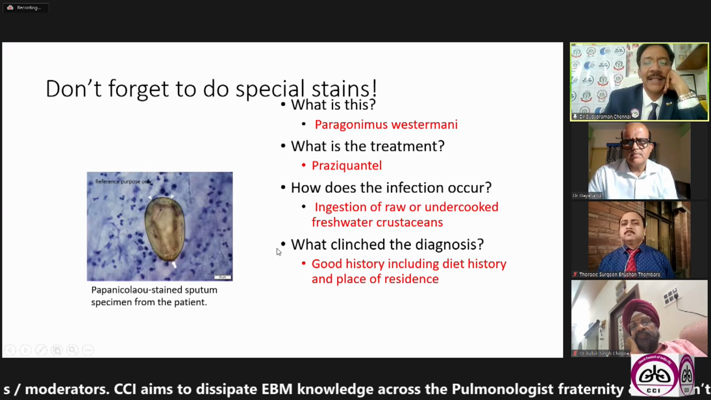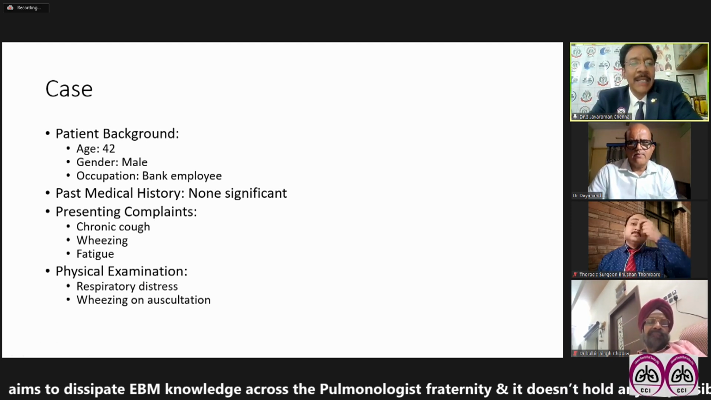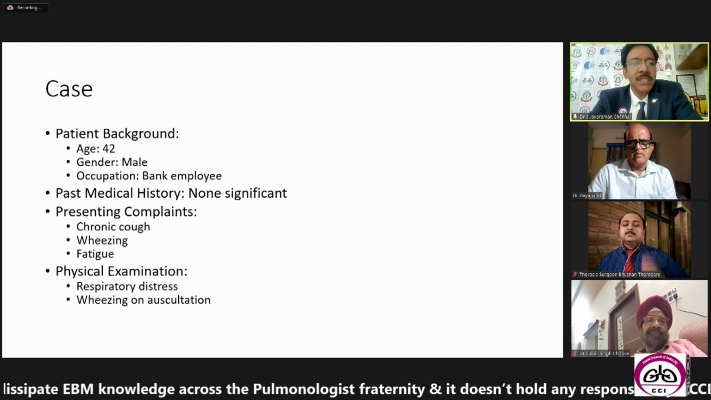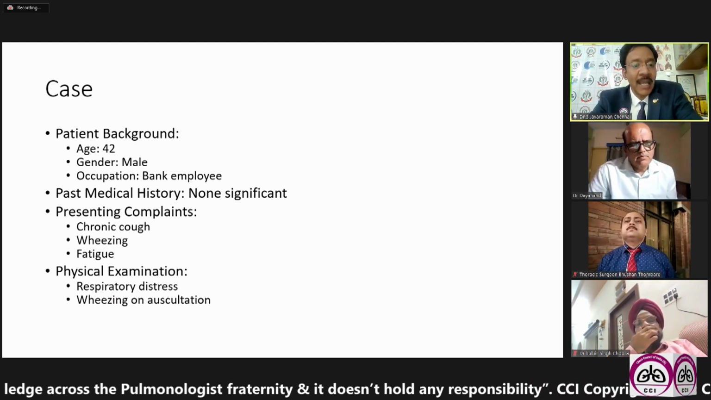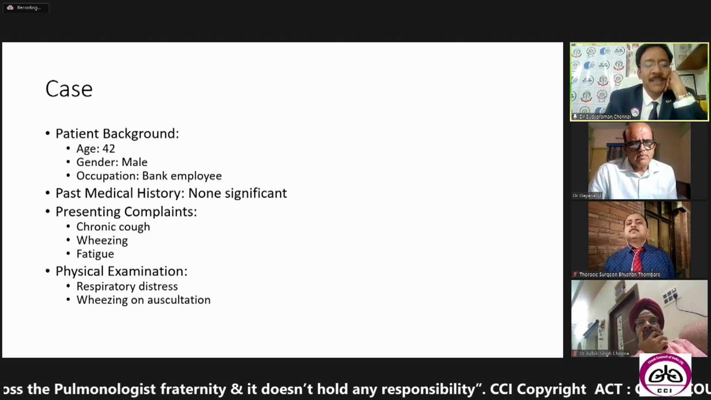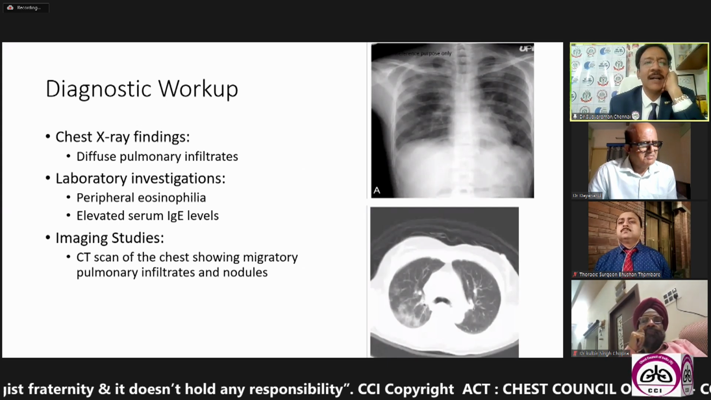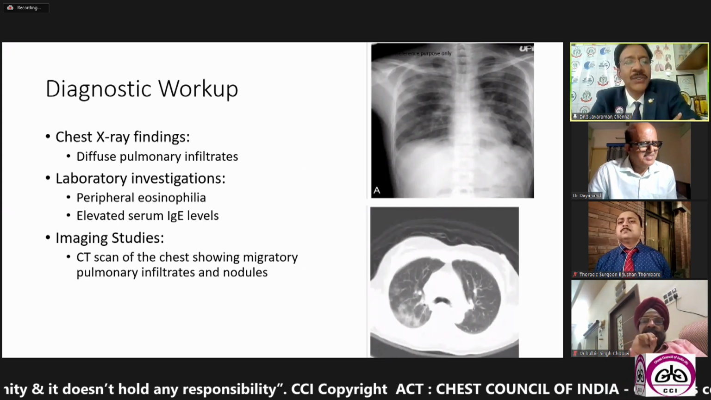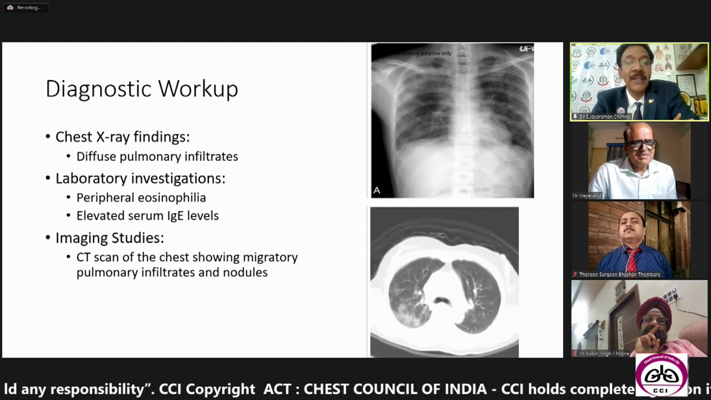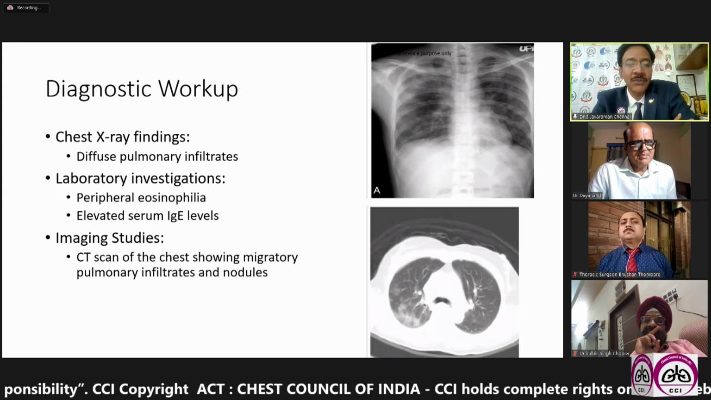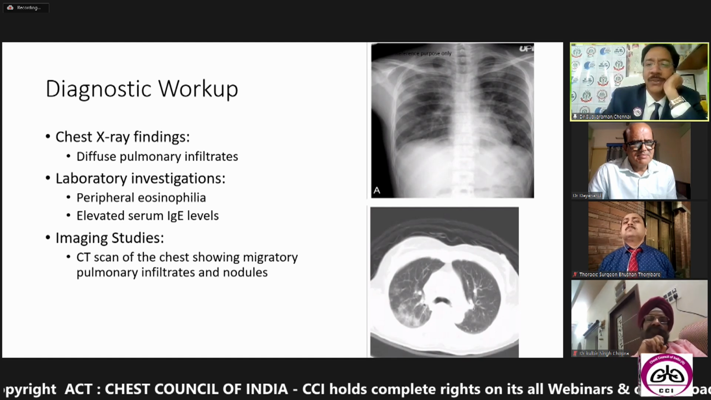You can see here clearly. So this is the other case. This is a 42-year-old male, a bank employee. Past history is non-significant. Presenting complaints are chronic cough, wheezing, and fatigue. On examination, the patient presents with respiratory distress, wheezing on auscultation. Chest radiography shows diffuse pulmonary infiltrates. Laboratory diagnosis: peripheral eosinophilia and elevated serum IgE level. CT scan of the chest shows migratory pulmonary infiltrates and nodules.